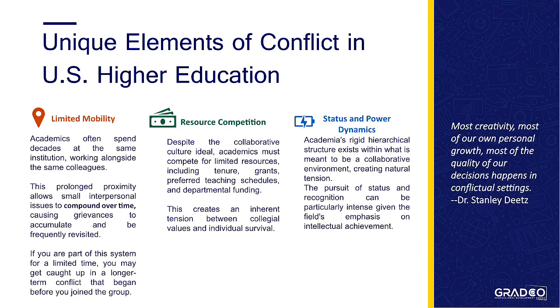Now, what's unique about the higher ed environment as opposed to other environments you may be familiar with? For one, oftentimes in higher education, there's limited mobility, and academics often spend decades at the same institution, working with the same colleagues. When you think about that, that means there's some long-term relationships, and if a conflict develops and it goes unaddressed, it can build in intensity over time and get other people involved in it, where you start to take sides or support different people, and that can cause a lot of strife.